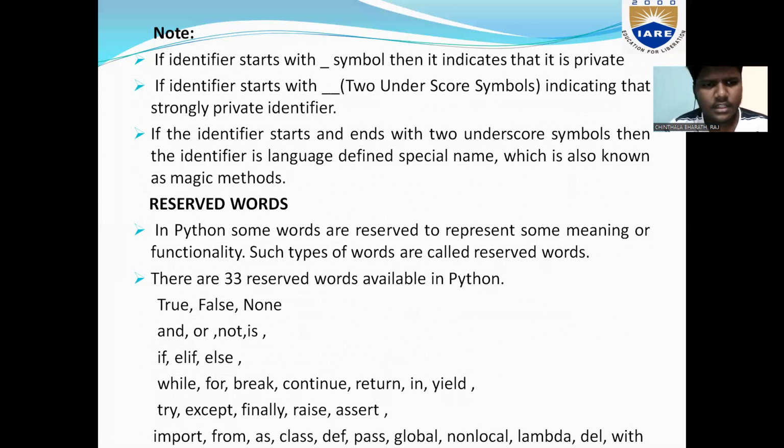Now we'll discuss about reserved words. In Python, some words are reserved to represent some meaning or functionality. Such type of words are called reserved words. There are 33 reserved words available in Python.